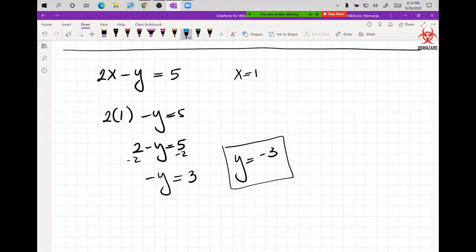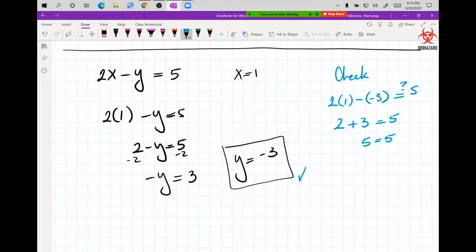And you can check by plugging in both of those numbers. So 2 times 1 minus negative 3 should be 5. So 2 times 1 is 2. Minus and minus gives us plus. And there it is, 5 equals 5. So we know this is good.